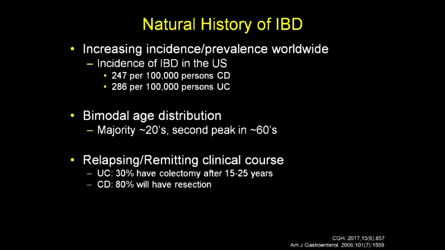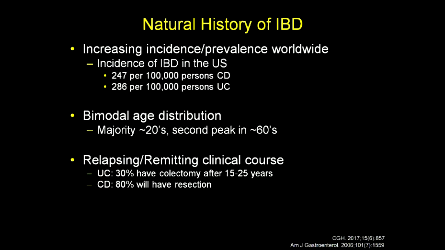The incidence and prevalence is increasing worldwide. In the United States, it's about 250 per 100,000 patients, both with Crohn's and ulcerative colitis. There's a bimodal age distribution. We most classically think about this as a disease of young people, but there's a second peak in the 60s, and I feel like I'm seeing more and more of that in my clinic, older patients with new onset IBD. And it generally follows a relapsing remitting course.